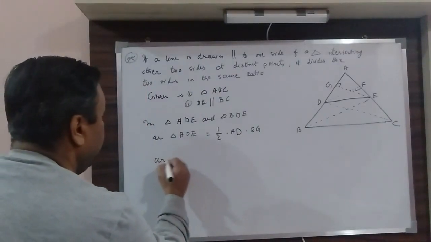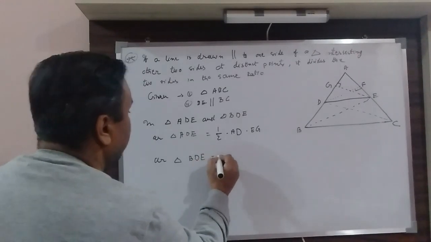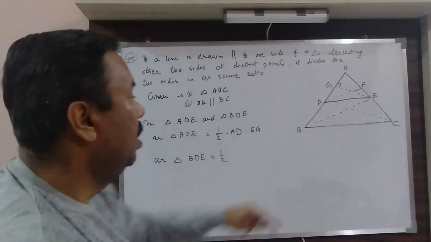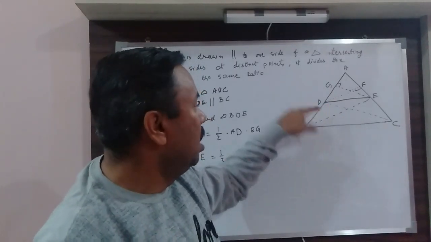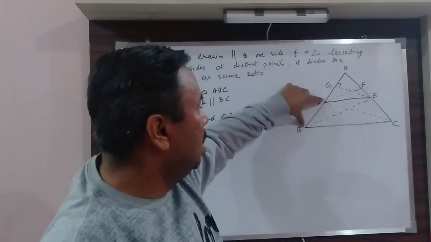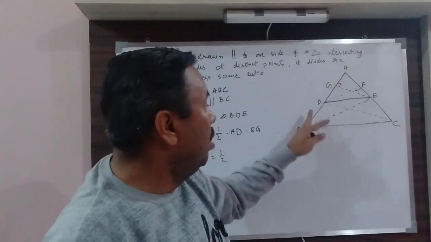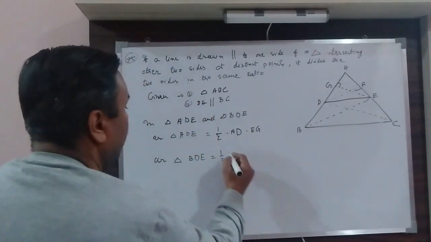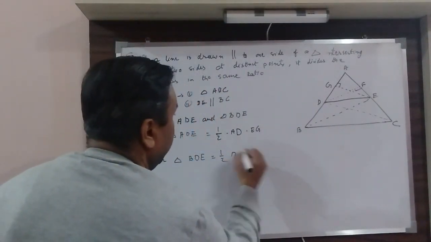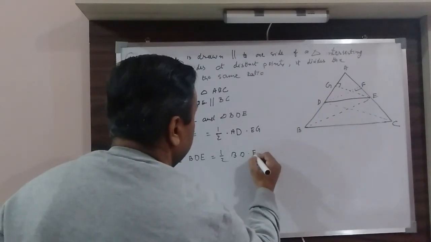Similarly, the area of triangle BDE will be equal to half of, now this is an obtuse angle triangle, obviously. So if BD is the base, I have to draw the perpendicular from E on BD, obviously it will fall on the BD extended part. So it will be half of BD into EG.